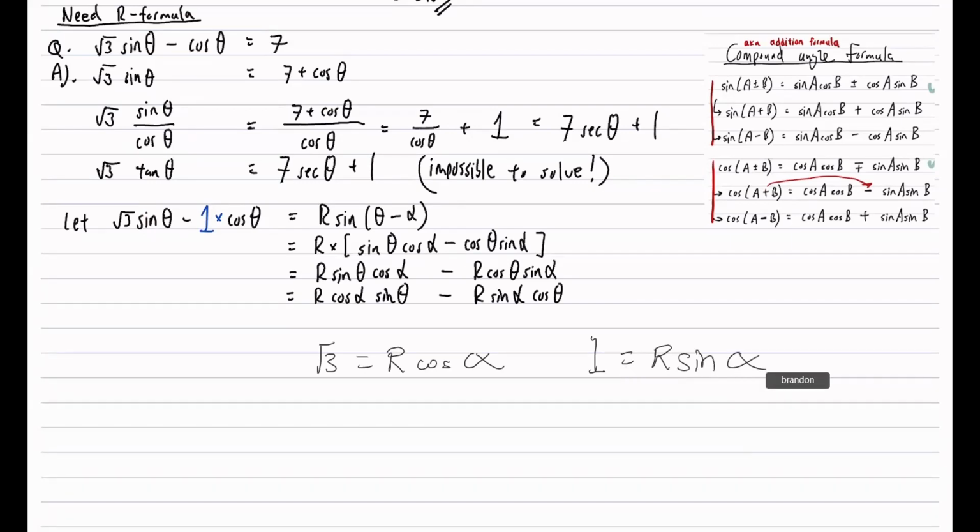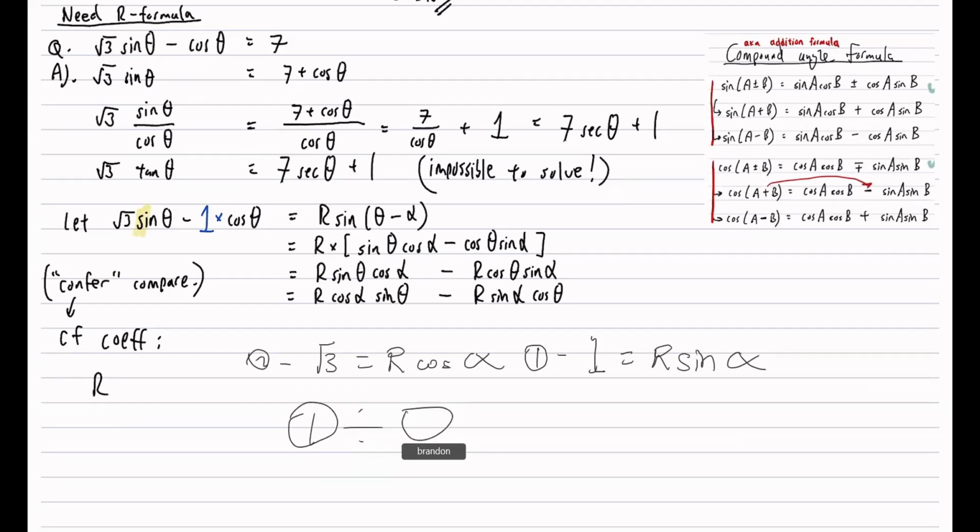Now why do I want to do that? It's because I can now compare coefficients, exactly what you did. So CF, compare like terms. CF means confer. It's just a fancy way of saying compare, but it's formal. You can use it in official report writing, and it's also shorter to write. So CF coefficients, and then we end up with whatever you just wrote down. Sine theta is here, sine theta is here, cosine theta is there, cosine theta is there.